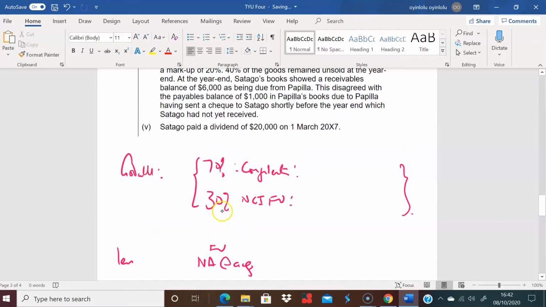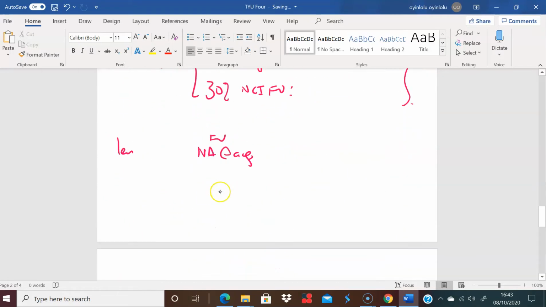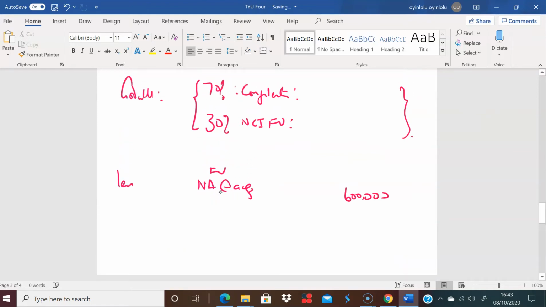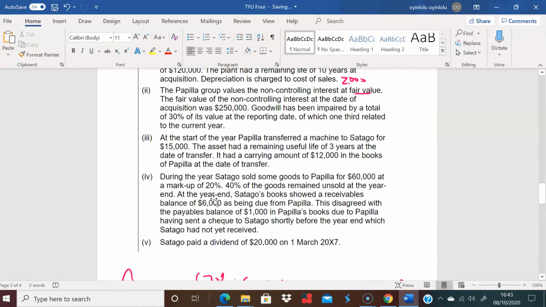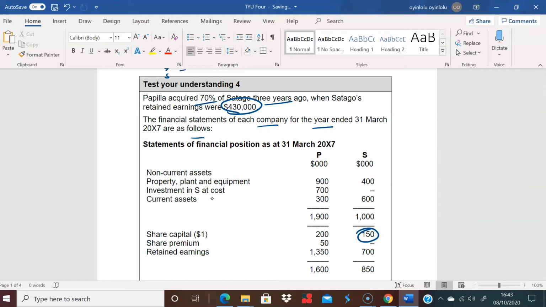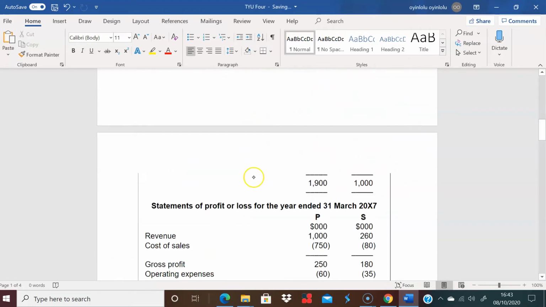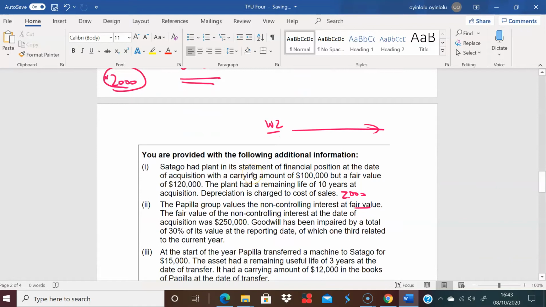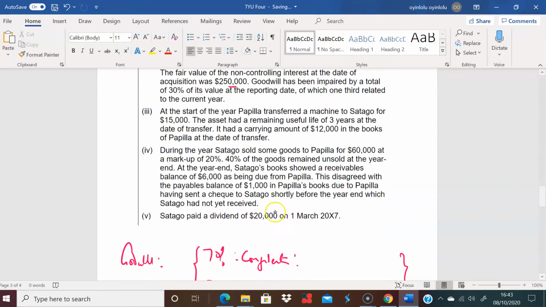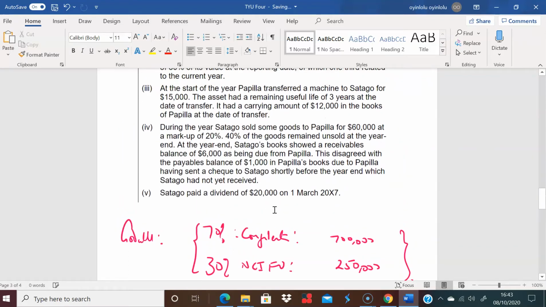Let me do this one first. The fair value of net assets at acquisition is this business over here, this plus this plus this, and this looks like 600,000. So I know what the value of those net assets are at acquisition. That's what you're buying. They tell us 70% consideration. What did you pay for it? It says that you acquired 70% and you pay investment in S at cost. You paid 700,000, and the fair value of the non-controlling interest is 250,000. Let's just check that again.